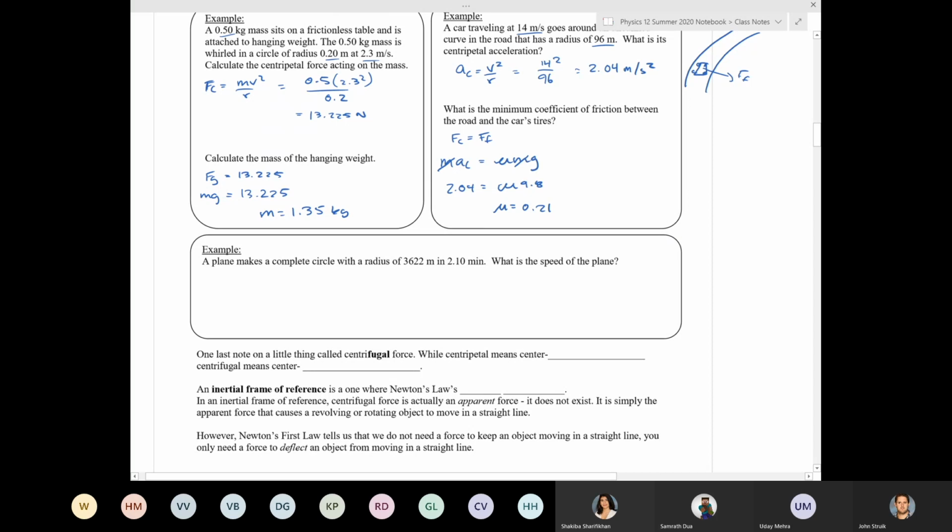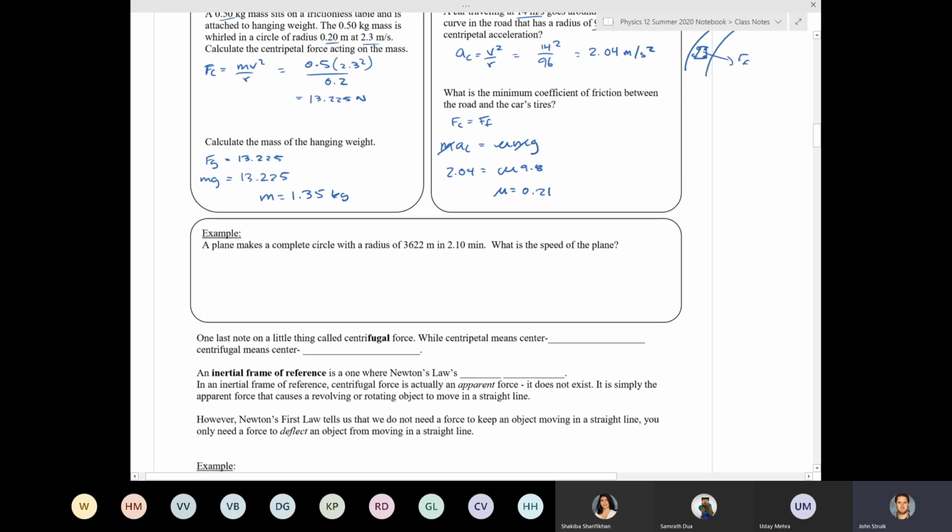Okay. Next one. A plane makes a complete circle with a radius of blah, blah, blah in 2.1 minutes. What is the speed of the plane? So this one, we're going to go back to our first equation, V equals 2 pi r over t. So we're going to go V equals 2 times pi times 3622. And use the pi button on your calculator. Don't use 3.14. Don't approximate it.